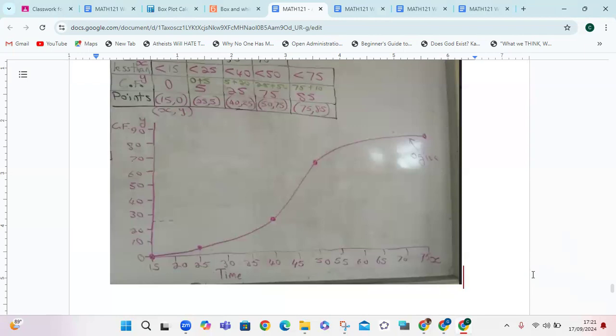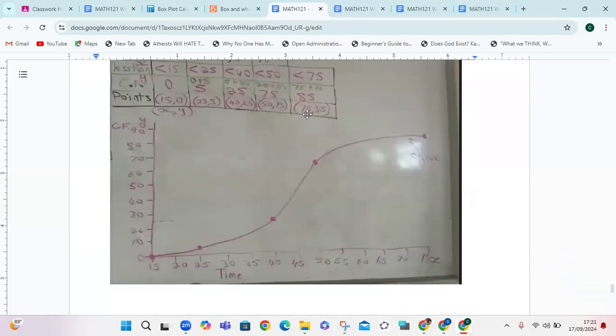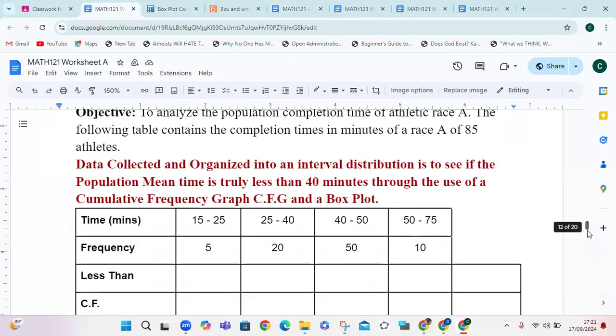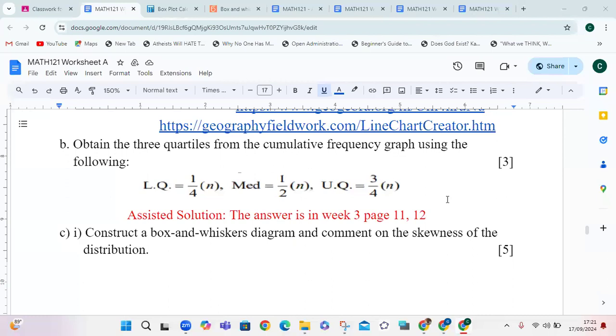But now our table, our values come in an interval distribution, as you can see. There it is. So that's why we needed the cumulative frequency graph to get the quartiles to create the box plot. Now, how to get the quartiles from the cumulative frequency graph? You can go to week 3, page 11 to 12.